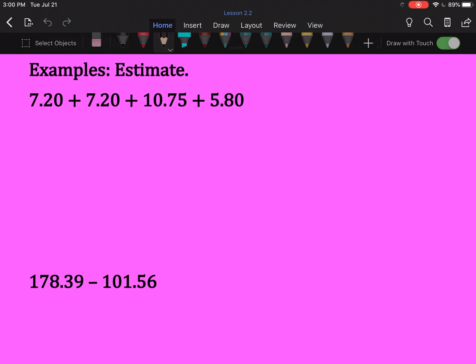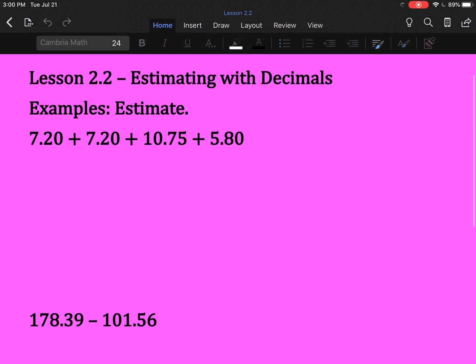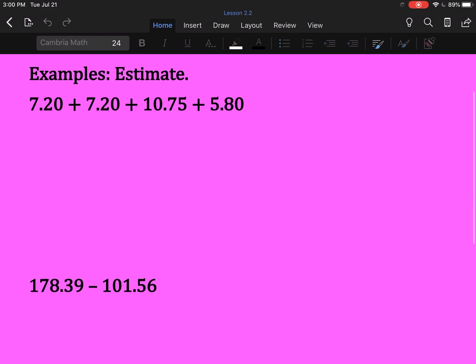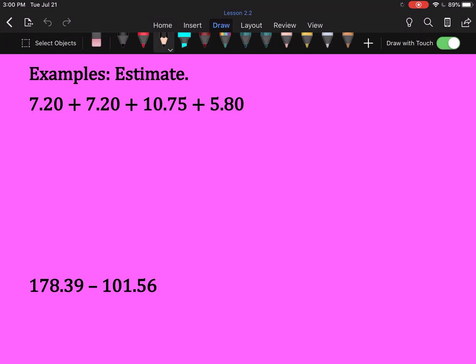In our next lesson, we're going to estimate with decimals. So estimation means we're basically going to turn our decimals into whole numbers. To do that, we'll be looking at the numbers to the right of the decimal point. So 7.2, I don't care about anything after the first digit.